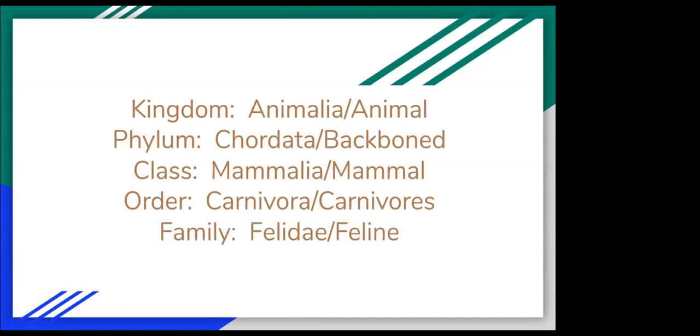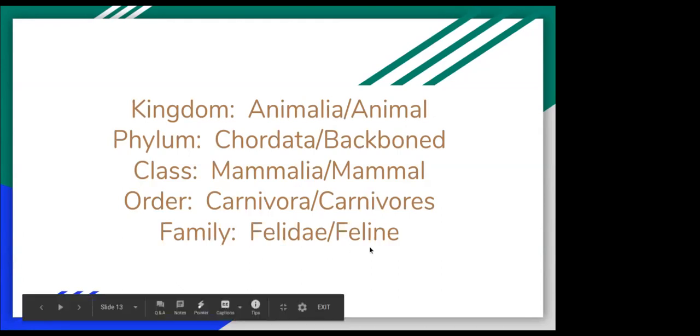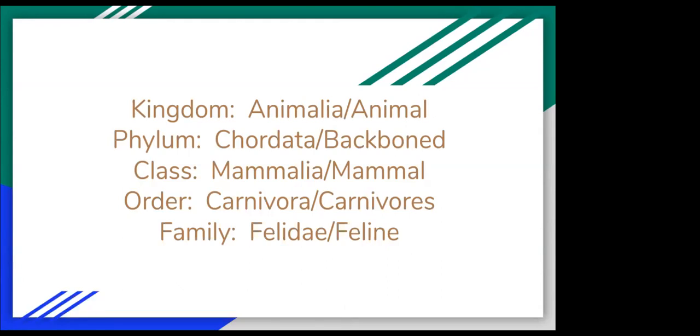Family, Felidae, feline. So all felines fall under this family. Cats fall under this. So do lions, tigers, not bears, cheetahs, anything that has retractable claws. I don't know if you ever noticed that a cat can retract its claws. The cheetah is the one exception to that.